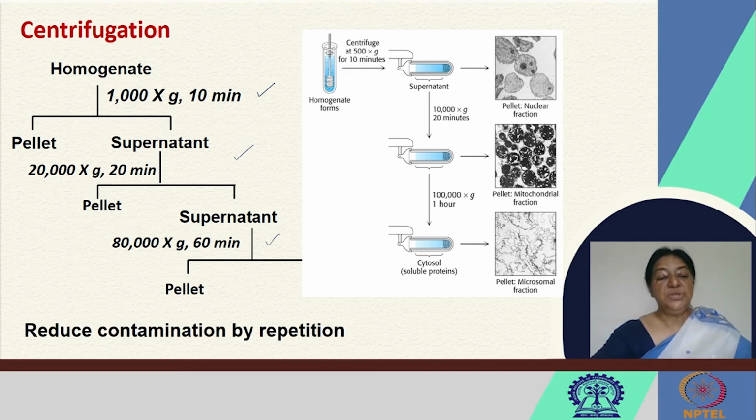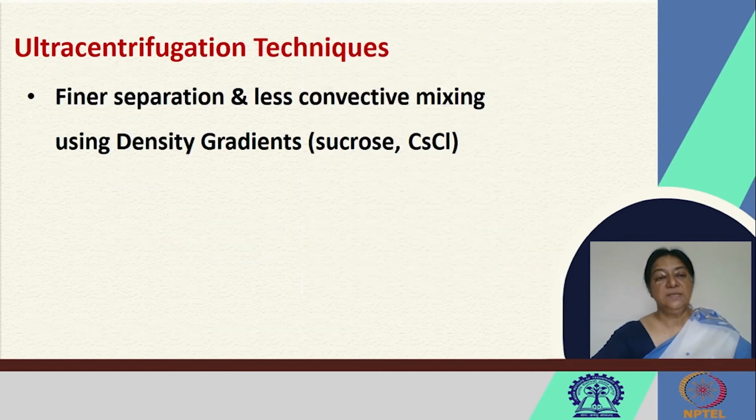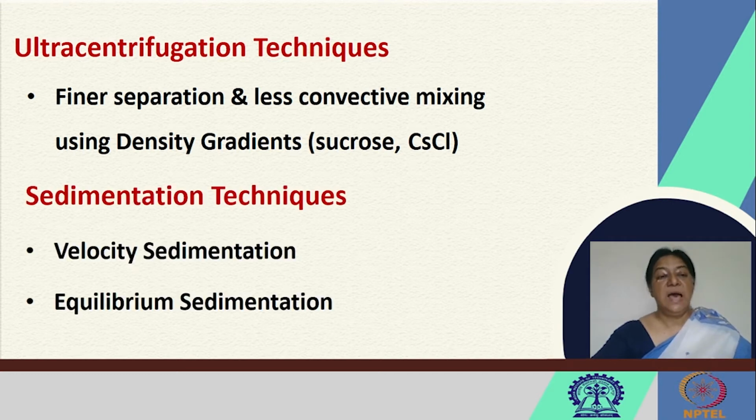The contamination is also reduced by repetition, by repeating centrifugation processes at the different speeds. We can go for ultracentrifugation techniques that result in finer separation and less mixing of the pellets and the supernatants, and sedimentation techniques which involve velocity sedimentation and equilibrium sedimentation.